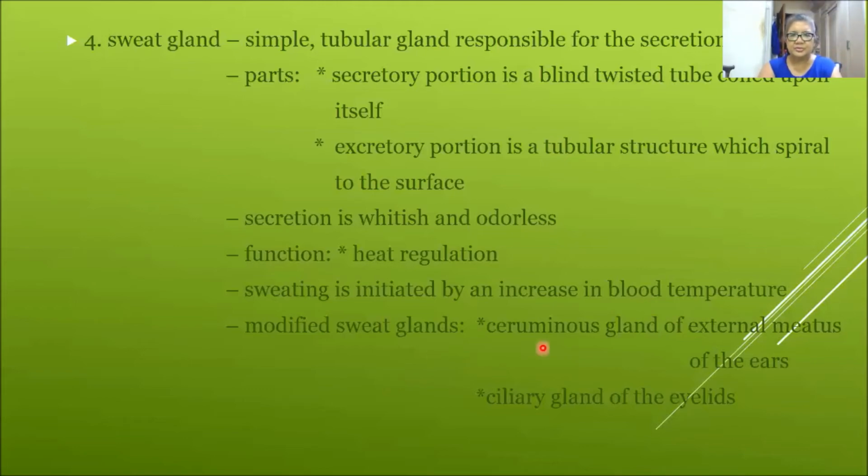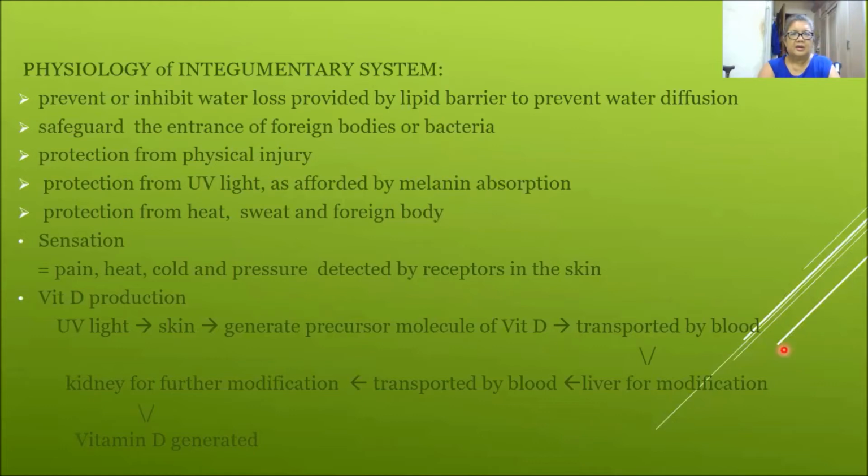So these two are the ceruminous gland and the ciliary gland or the glands of Moll. These are sweat glands, but they are modified in the sense that their secretion is not sweat anymore. Then we go to the physiology of the integumentary system so that we will appreciate more its structure.